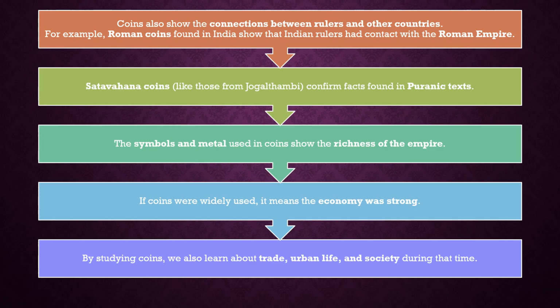The symbols and metal used in coins show the richness of the empire. This is a very amazing thing. If coins were widely used, it shows that the economy was strong. By studying coins, we also learn about trade, urban life, and society during that time.